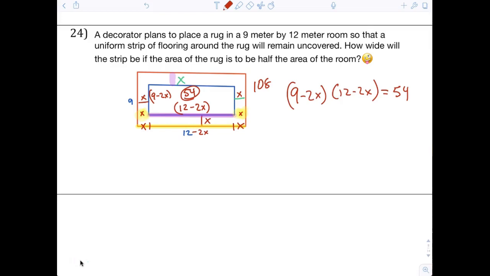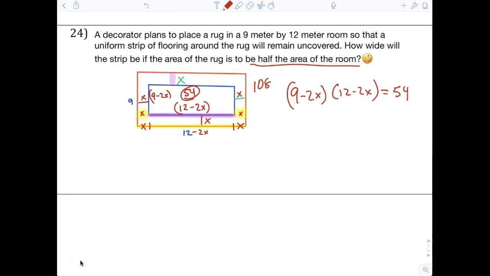Now, everybody multiply that out. Sebastian, go. All right, multiply that out. Why would you do half of the area? Because in the word problem, it says that the rug is half the area of the room. All right, the rug is half the area of the room.